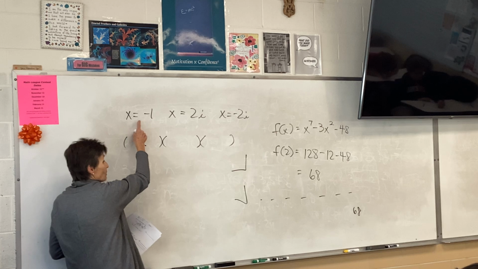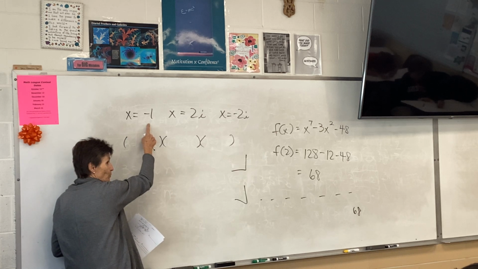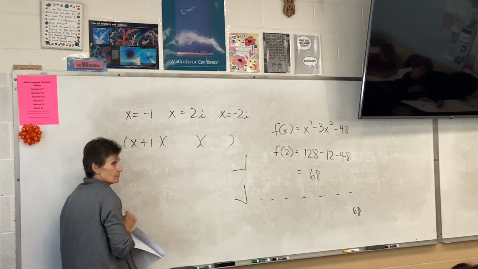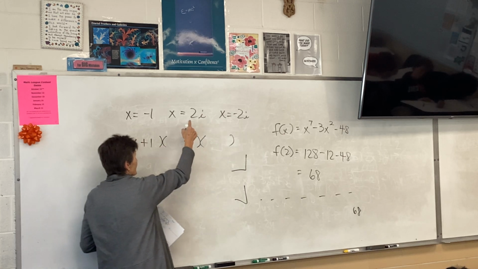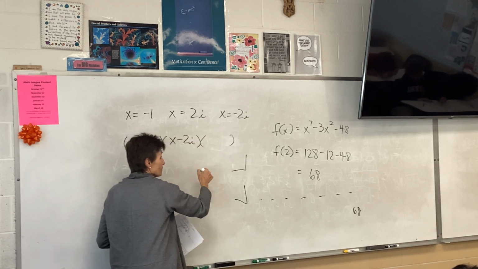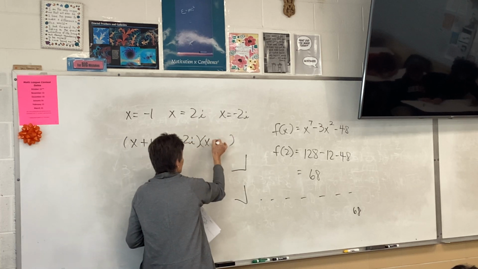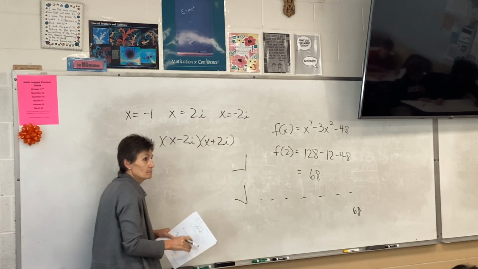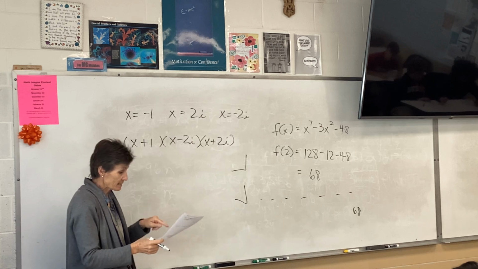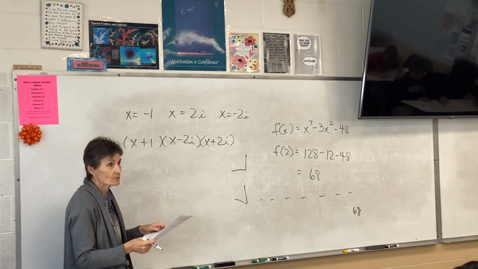If x equals -1 is a root, what was the factor? X plus 1. What was this factor? X minus 2i. And this one was x plus 2i. Those are your factors. And it says you got to multiply this one out.